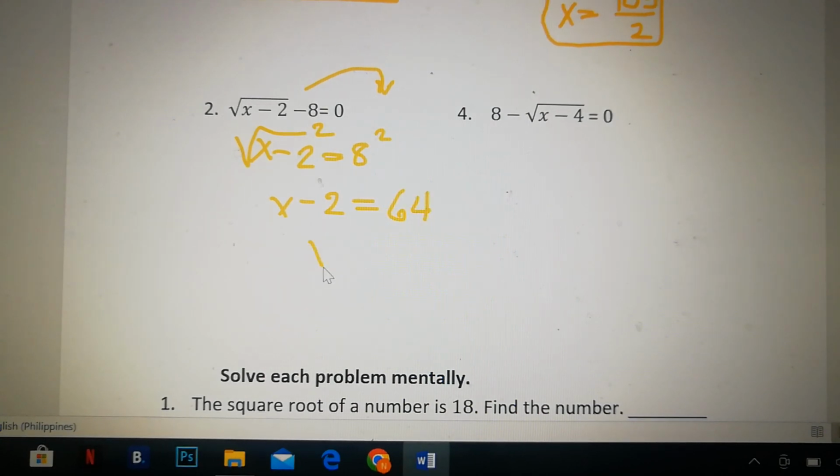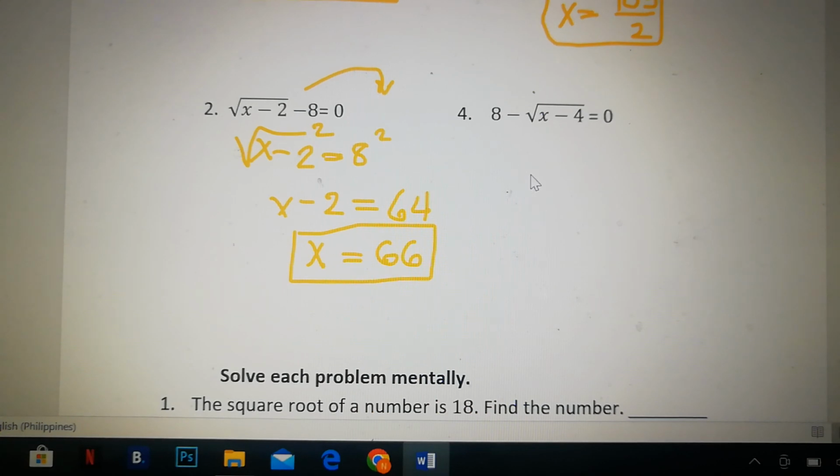So if you transpose negative 2 to the other side, that becomes positive 2. So 64 plus 2 is equal to 66. So 66 minus 2 is equal to 64. Square root of 64 is equal to 8, minus 8 equal to 0. Therefore, this is a solution to the equation.